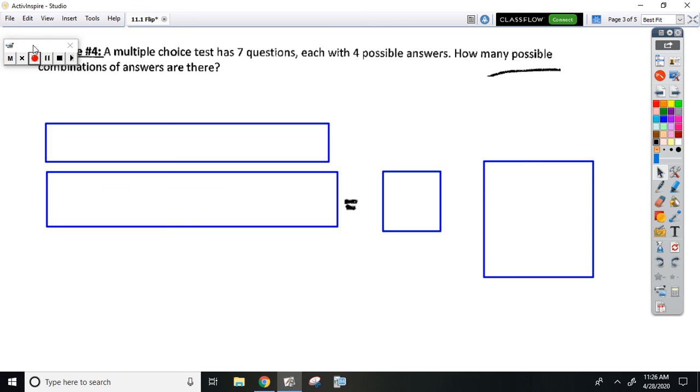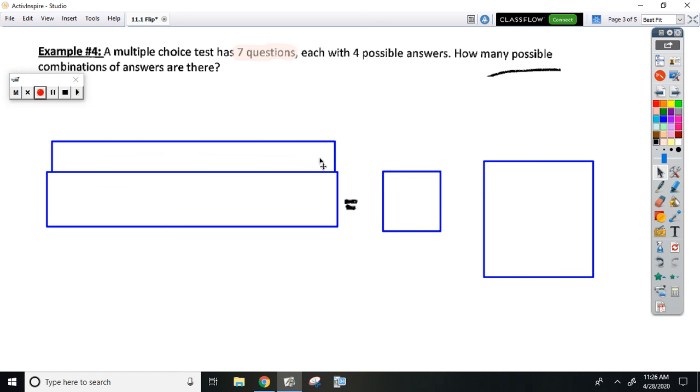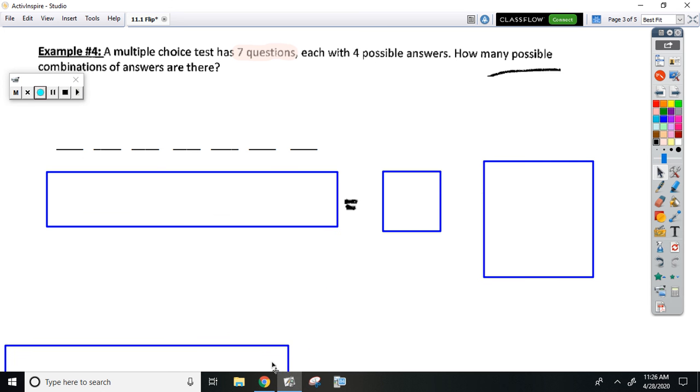All right, now the ones on the rest of the notes get a little bit more complicated. And for some of these, you'll need to draw out little kind of boxes to help you. So a multiple choice test has 7 questions. So that means that there are 7 different events. There are 7 questions. So what I did was I put 7 little lines. 1, 2, 3, 4, 5, 6, 7.